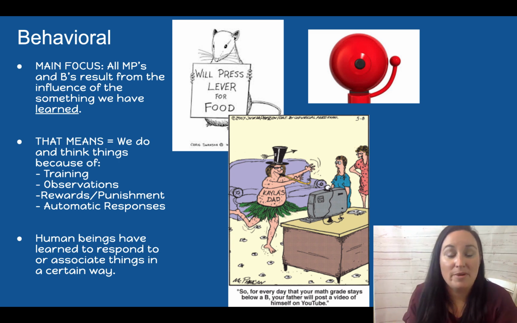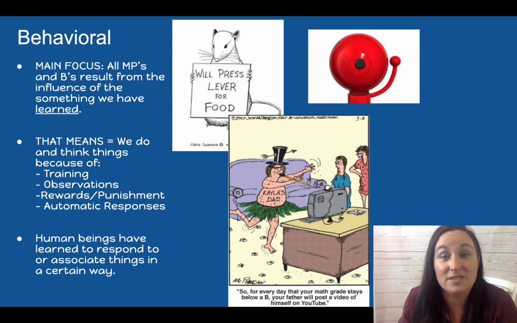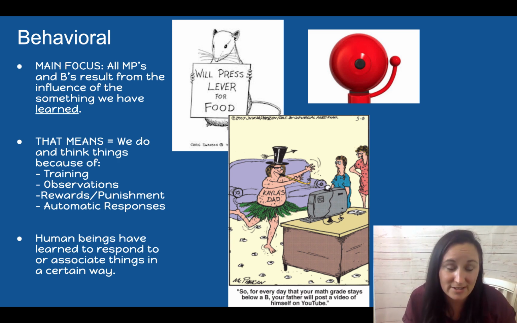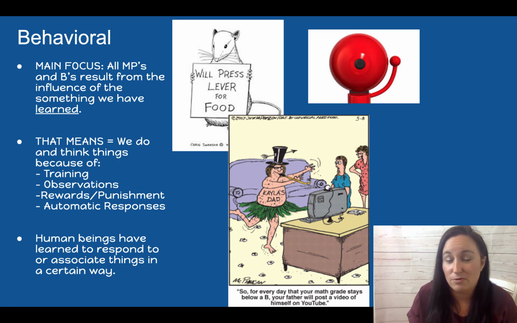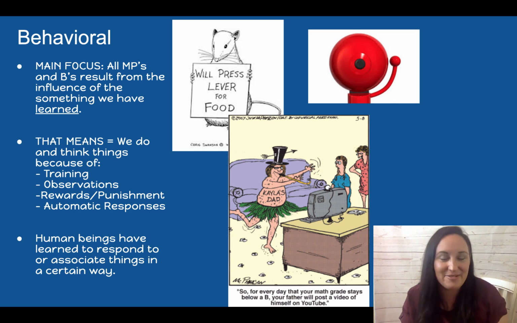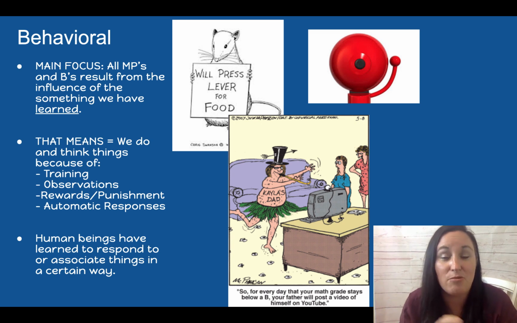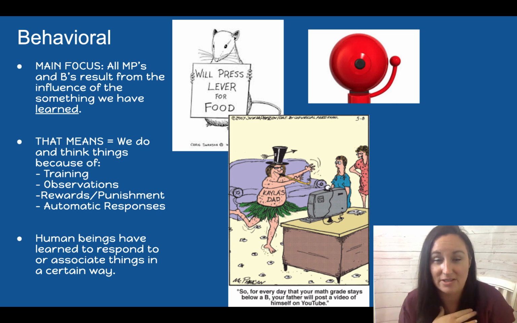Behavioral. So all mental processes and behaviors result from the influence of something we have learned. We might have learned something through training, directly, maybe just by observing someone else, maybe because we've received rewards or punishments, and not even consciously. Someone rewarded us with a congratulations, that was awesome, and that's a reward. They weren't thinking, I'm going to reward them by saying congratulations, but that's a reward. These things come in all different forms, but it's something that we have learned in some way. We've picked it up. We have learned to respond or associate things in a certain way, and so we do.